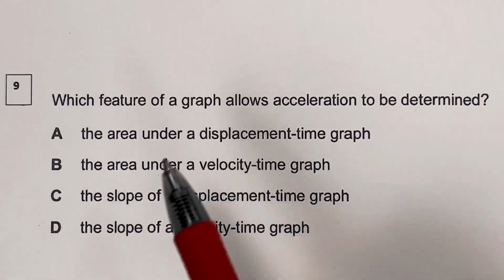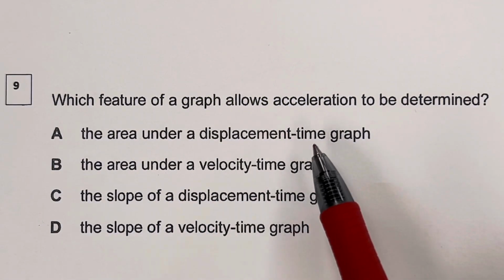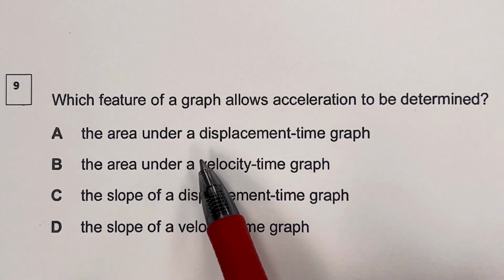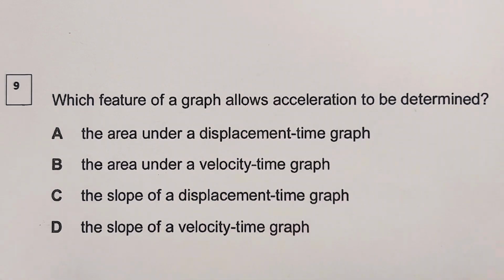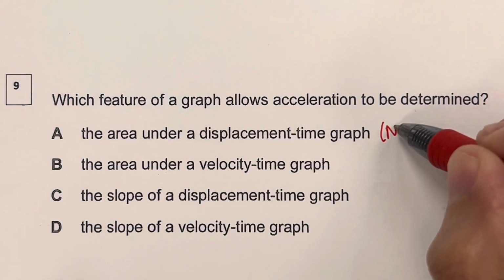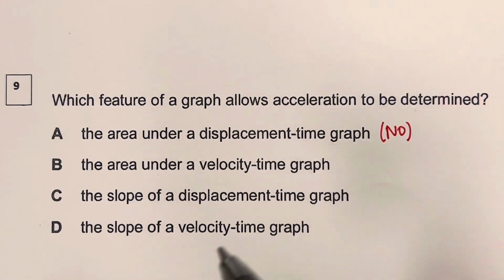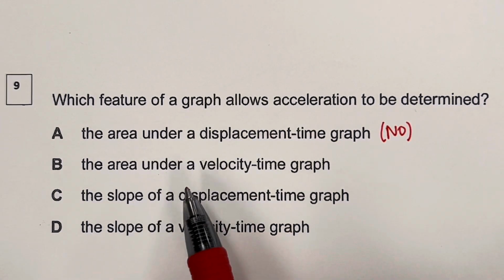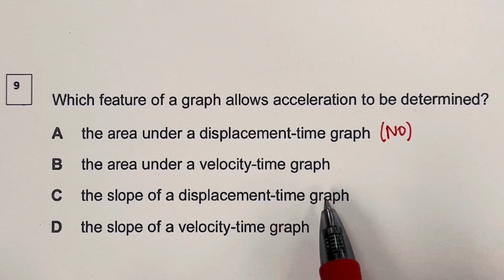Question number 9. Which feature of a graph allows acceleration to be determined? The area under a displacement time graph. No. When we have a displacement time graph, we don't do area under the line. The area under a velocity time graph.